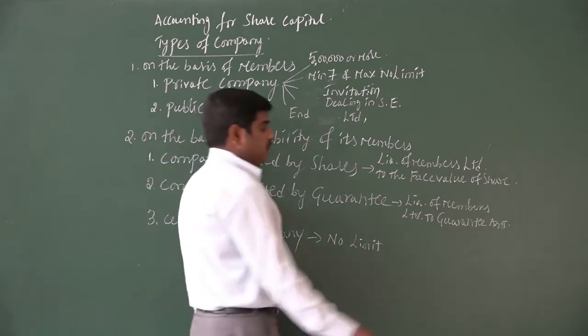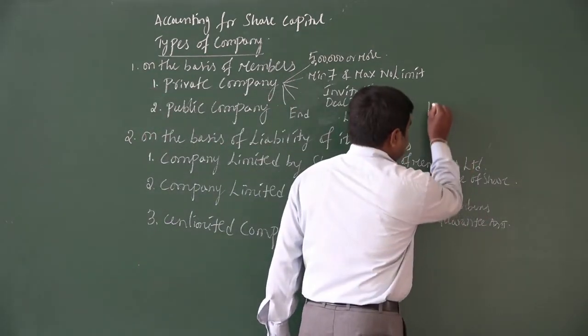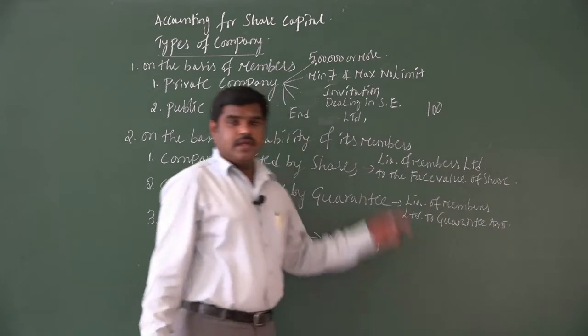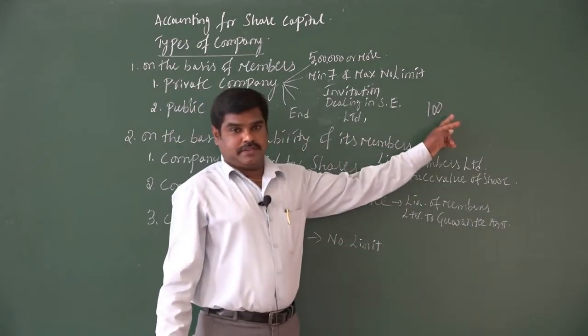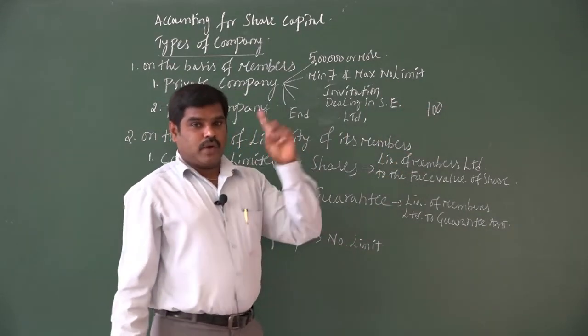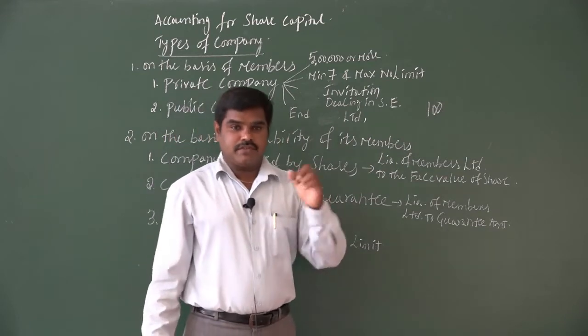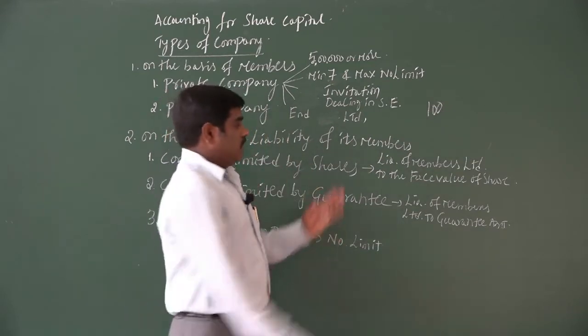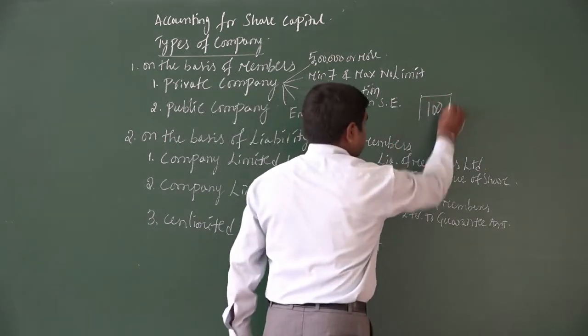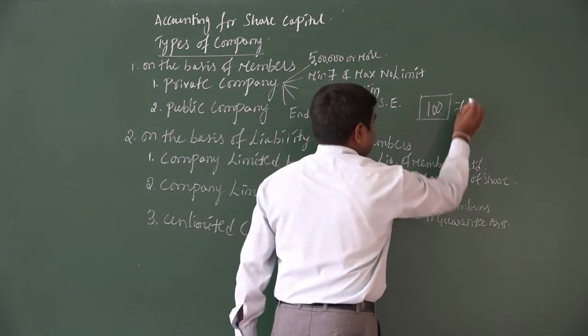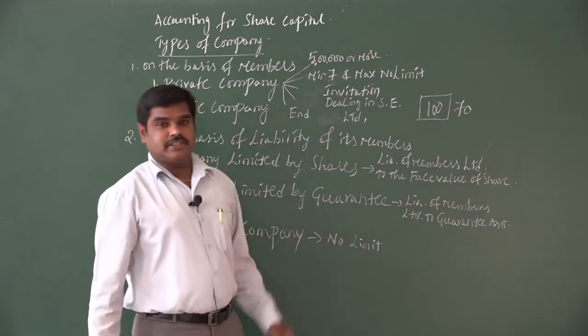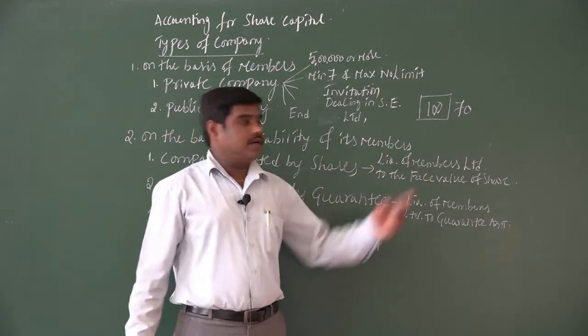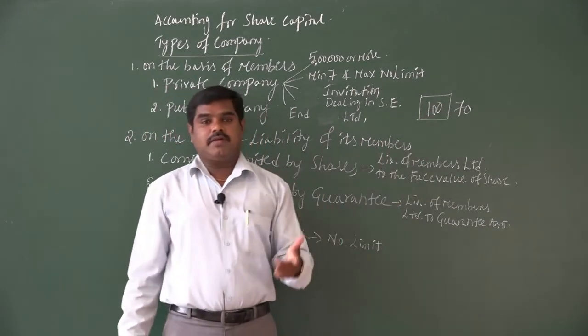What is that face value? For example, let me take a company share of 100 rupees. One share of 100 rupees will be collected from the shareholder. So at the time of winding up, the liability is restricted to 100. For example, a person has paid 70 rupees to the company to become a shareholder: application money, allotment money, first call.